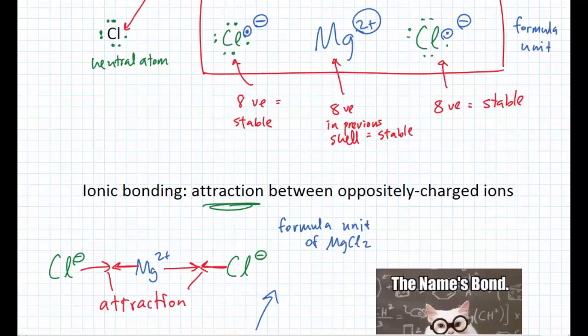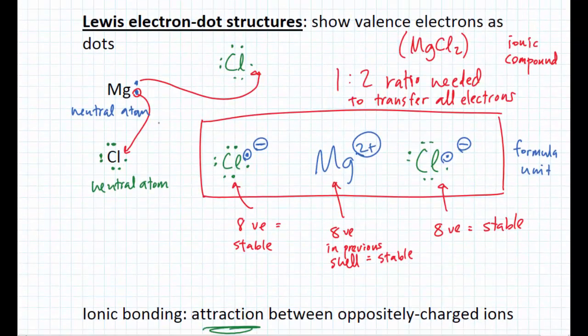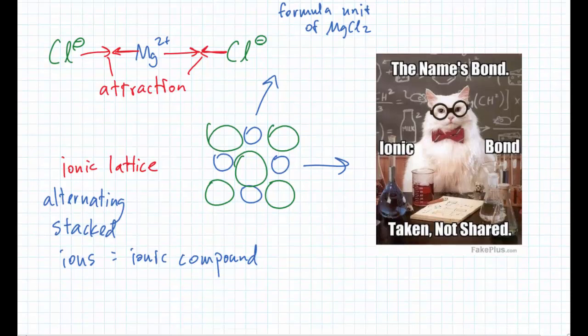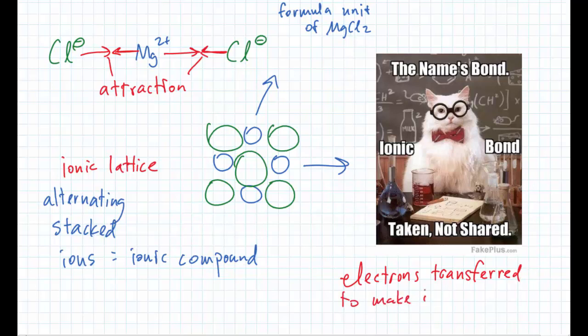The transfer of electrons happened right here. The metal gave away electrons. The nonmetal accepted those electrons. Okay? Another way of saying that is electrons were transferred. Okay. To make an ionic compound, okay? The ionic bond is then the attraction that those oppositely charged ions have for each other. Okay? Does that make sense? Anybody have questions?